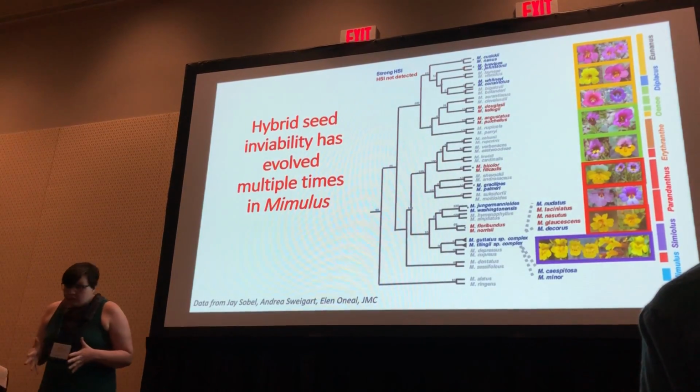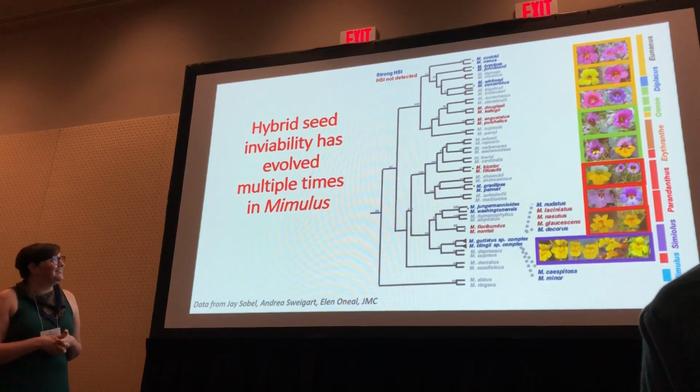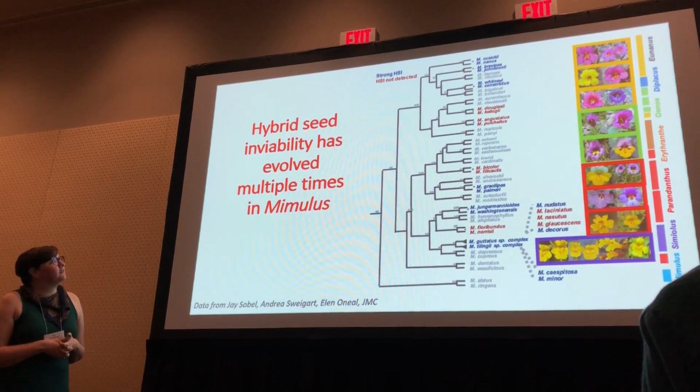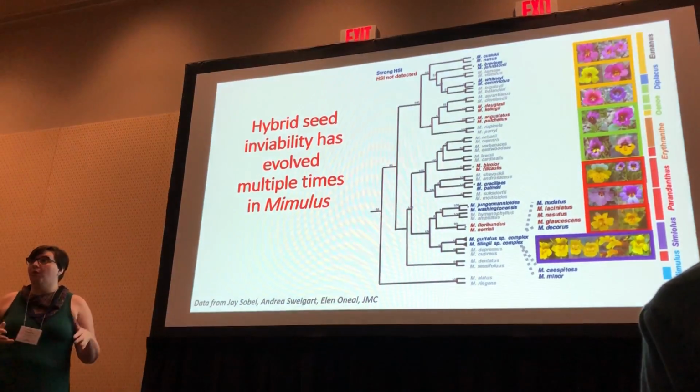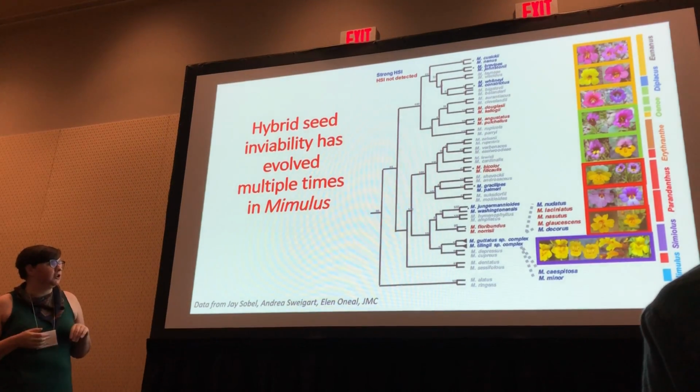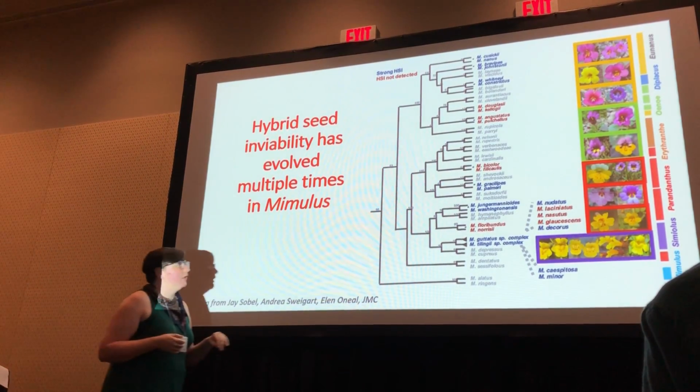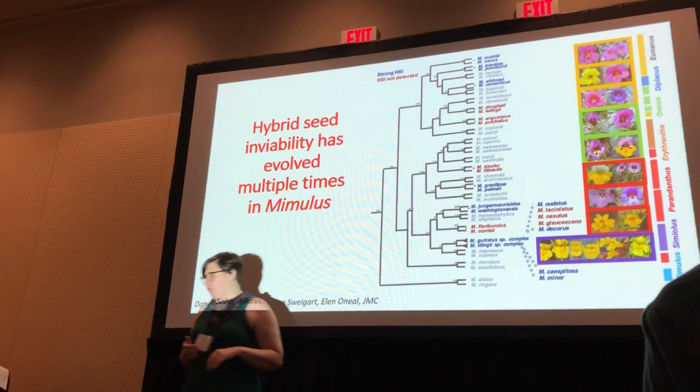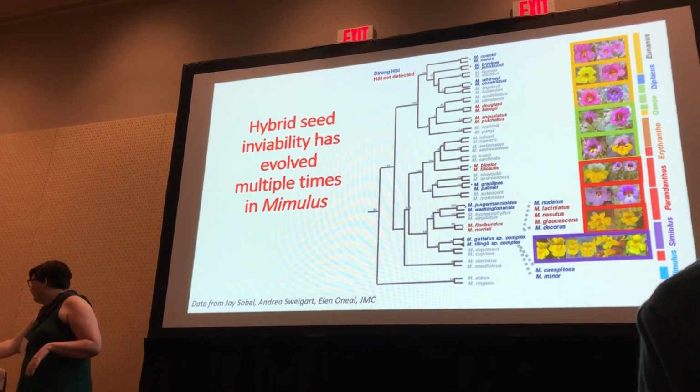So I'm using Mimulus to try and understand these kinds of ideas. Mimulus is a great system for this because hybrid seed inviability has evolved multiple independent times throughout the genus. Today I'm just going to focus down here on the Guttatus species complex, which is perhaps a species complex many of you have heard about.